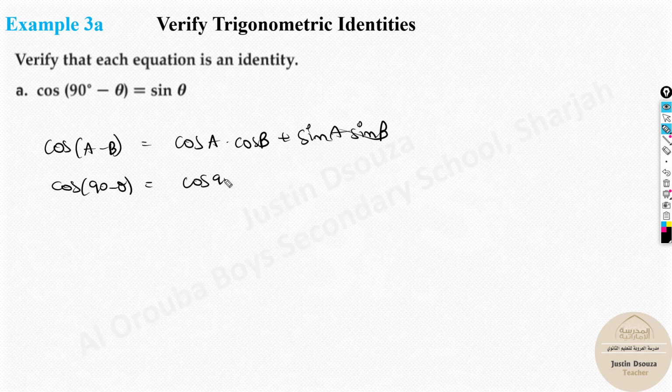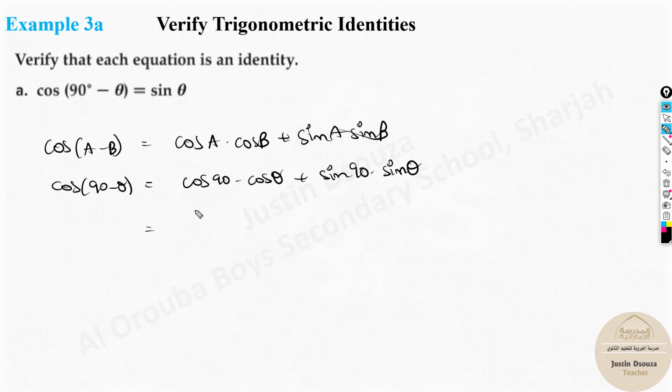You will have cos 90 times cos theta plus sine 90 times sine theta. Remember one important thing: no matter what, in one of the groups you will have a theta and you will have a known value, this 90 degrees or any other known angle. You can use your calculators to solve this, but these are so simple. 90 degrees is very easy to solve.